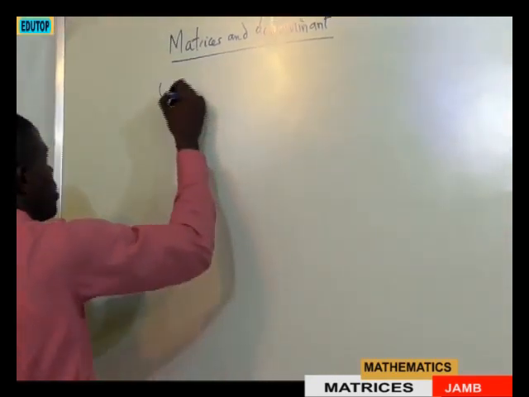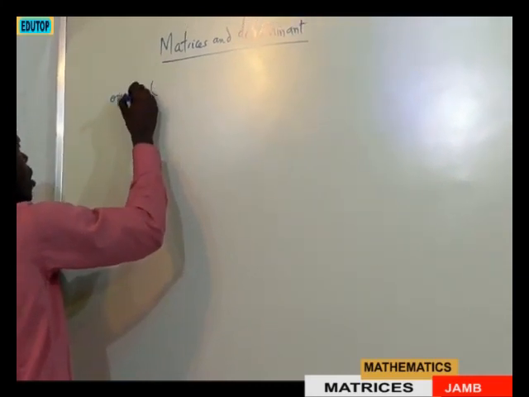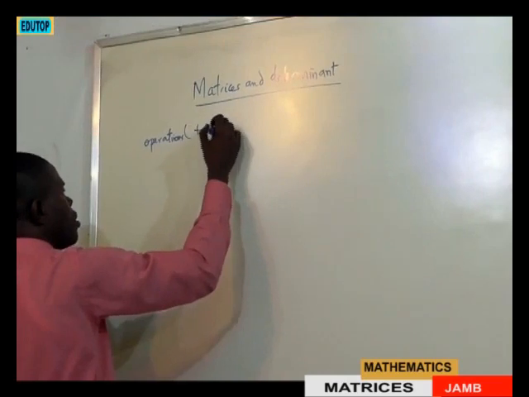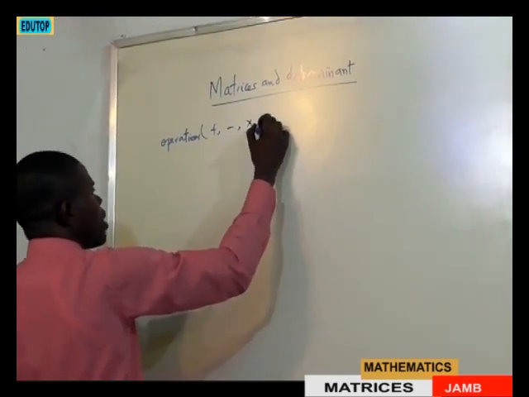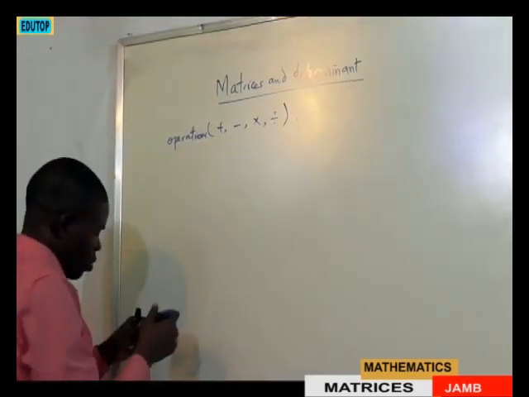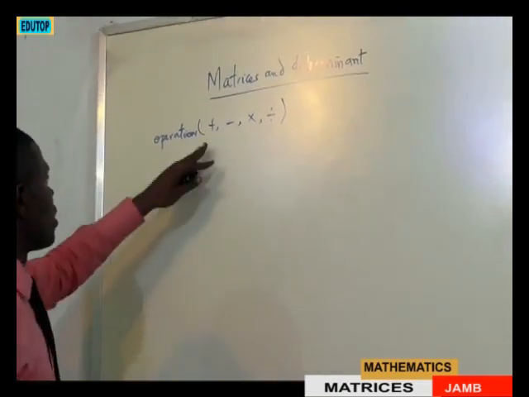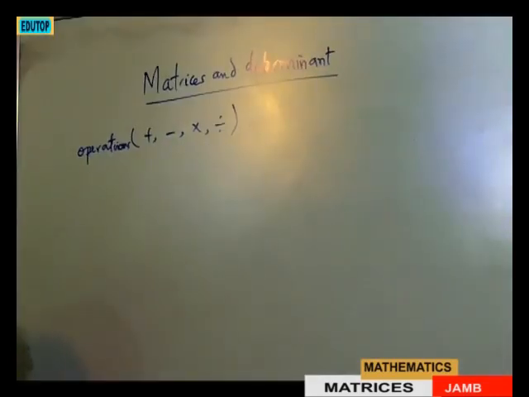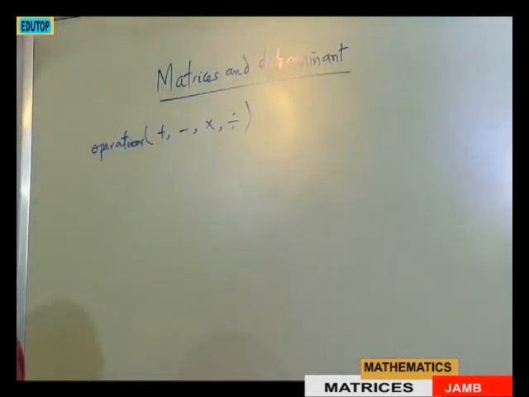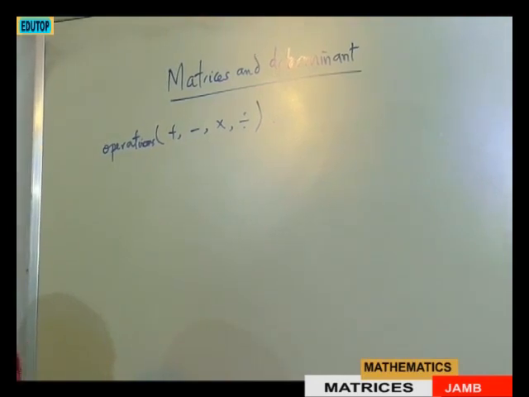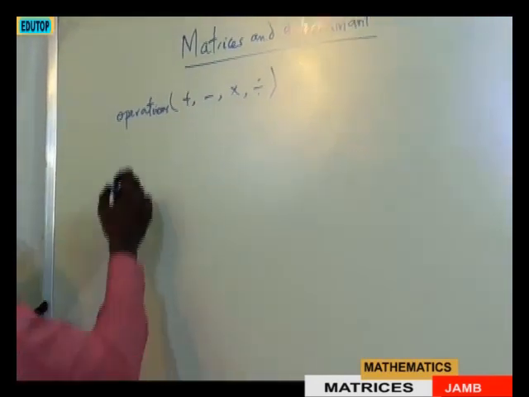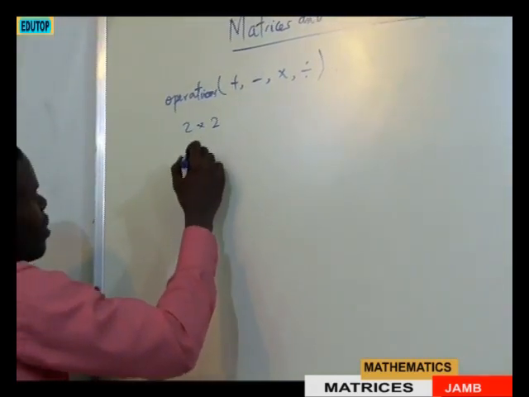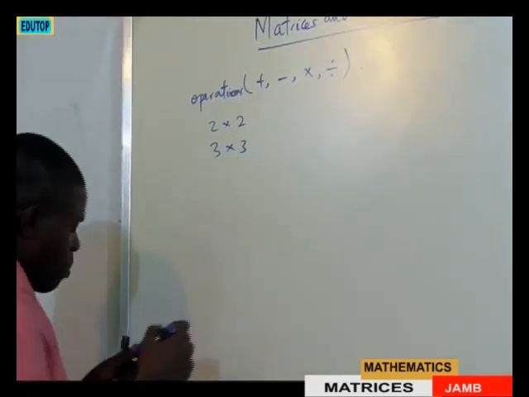So we have operations: addition, subtraction, multiplication, and division. Any question that is structured on these operations, candidates should be able to perform it. Then also determinants. Since we are operating, we have 2 by 2 matrix, 3 by 3 matrix.